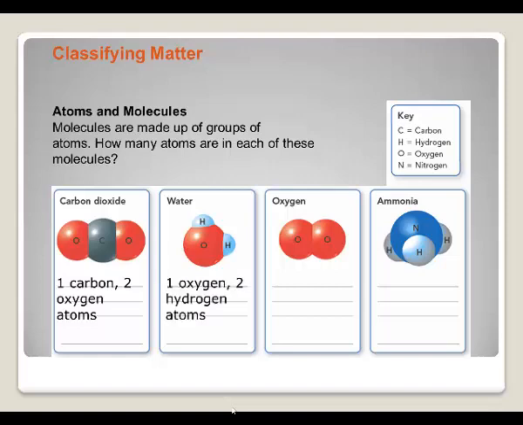Water is one oxygen atom and two hydrogen atoms. Oxygen gas, the gas that we breathe, is two oxygen atoms. And then ammonia is one nitrogen atom and three hydrogen atoms.